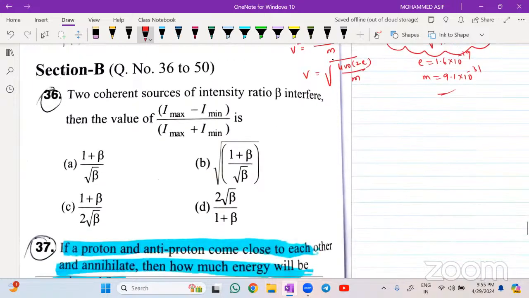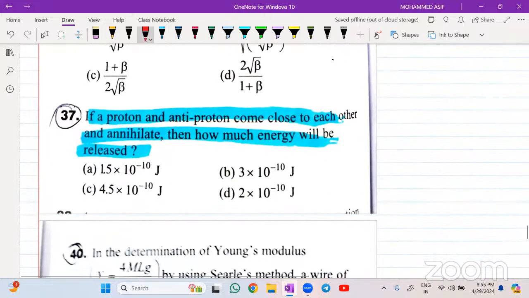Done. 36. I hope everyone can do this question 36, beta. Two coherent sources of intensity ratio beta interfere. Then the value of I max minus I min divided by I max plus I min. Do it on your own, beta. Good question. Next one, 37th one.